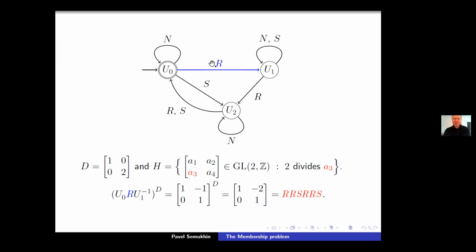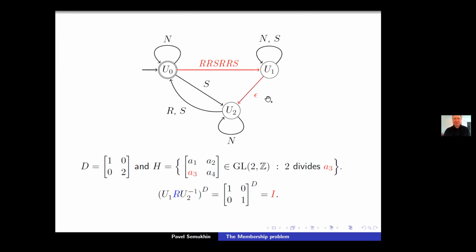Like in the first case here, we replace it with this path, and the second R transition is replaced just with an epsilon transition. So it makes the whole procedure much more complicated than the original simple approach. But the original simple approach did not work because we ended up with fractional matrices. This more complicated procedure works, and we always have only integer matrices. We never go outside of GL2Z.